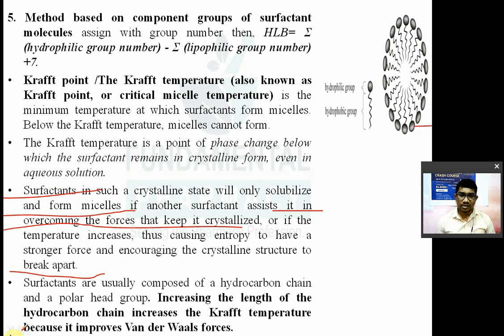Surfactants are usually composed of a hydrocarbon chain and a polar head. Increasing the chain length of the hydrocarbon increases the Kraft temperature. The more the hydrocarbon chain increases, the more the Kraft temperature increases. A question has come on this too. Increasing the length of the hydrocarbon chain will increase the Kraft temperature because it will enhance the van der Waals forces. With a longer tail, the van der Waals forces increase, so the Kraft temperature increases.